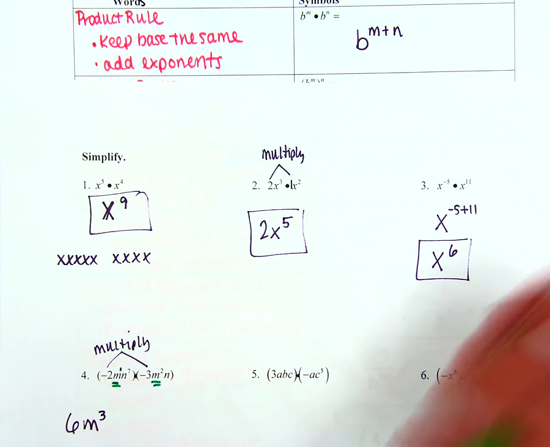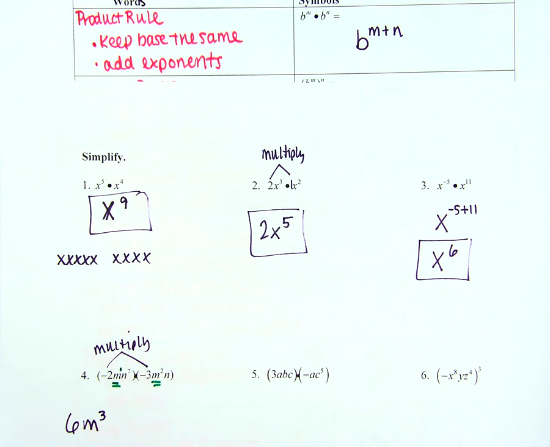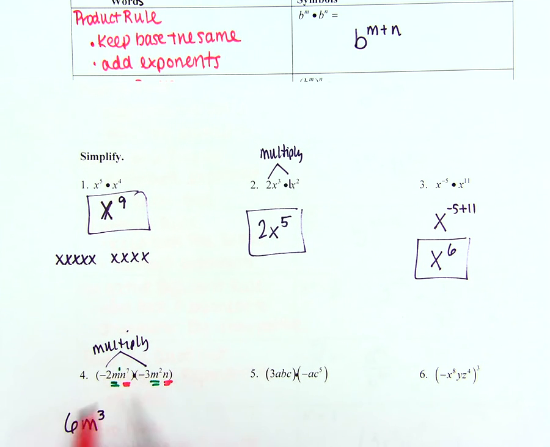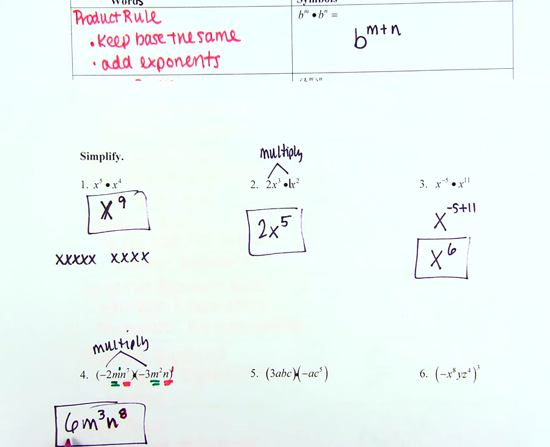And then I look at my n's, so that's a different base. So I have n to the 7th and n to the 1st. How many n's total? Well, I have n to the 8th. Okay, so overall I have 6. -2 times -3 was 6. 1 plus 2 gave me 3, and 7 plus 1 gave me 8.